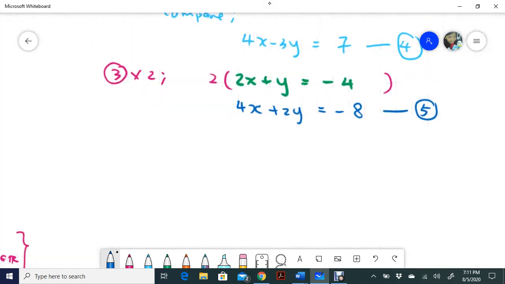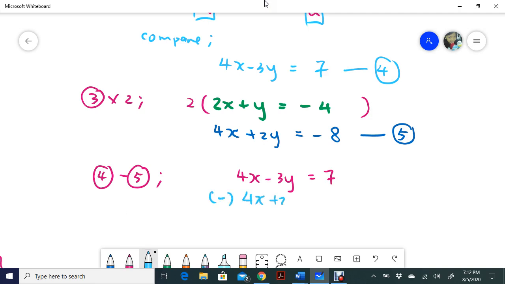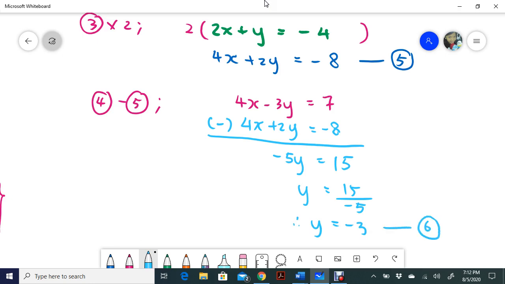Okay, so you can start to eliminate already. Write down your solution here: equation 4 minus equation 5. So 4x minus 4x is 0. Negative 3y minus 2y, you have negative 5y. Then 7 minus negative 8, so 7 plus 8, you get 15. So obviously your y is 15 divided by negative 5, so you have negative 3. Just name it as equation 6.